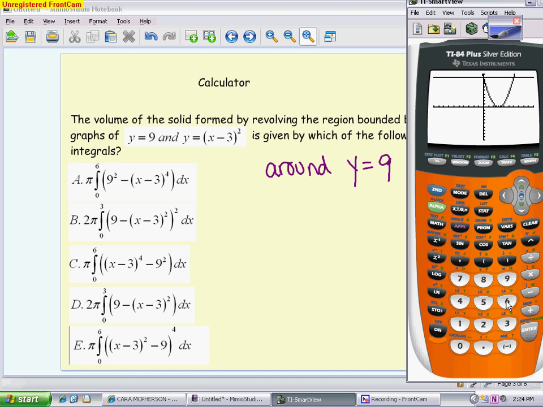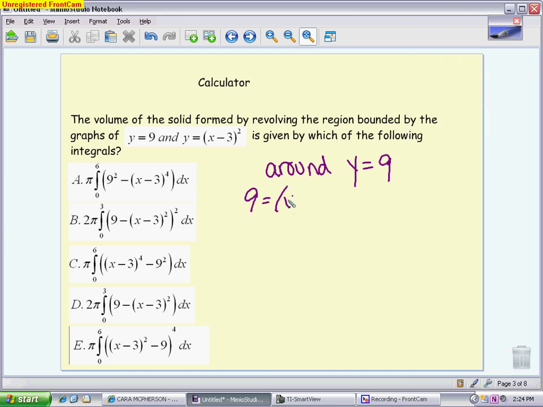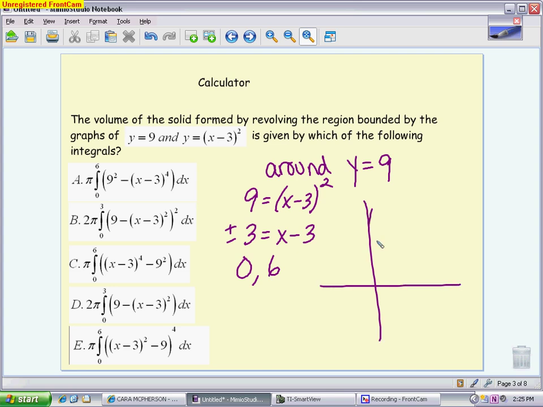To see where they intersect, obviously you could use your calculator or you could just set them equal. Does not matter because you are allowed to use a calculator. If you square root both sides, you get plus or minus 3 equals x minus 3. So when you add 3 to both sides, they intersect at either 0 or 6. I did draw a little sketch to help me on my paper to try to see what's going on here.